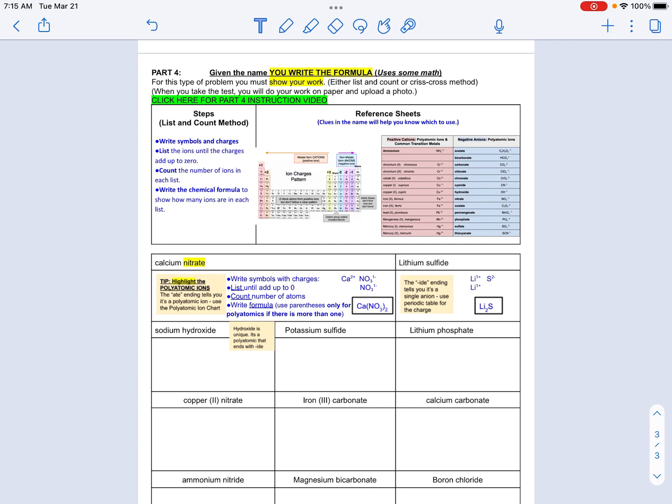Okay, part 4. Given the name, you write the formula. This one uses a little math. For this type of problem, you must show your work, either list and count or crisscross. That next line is not accurate since you'll take the test in class.